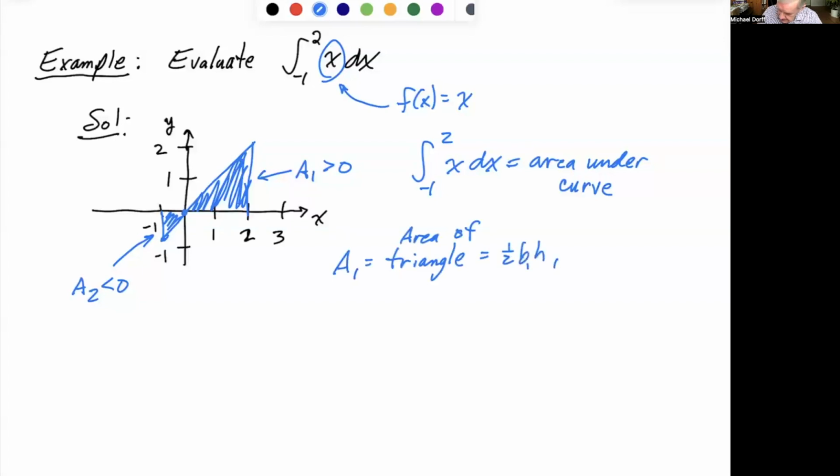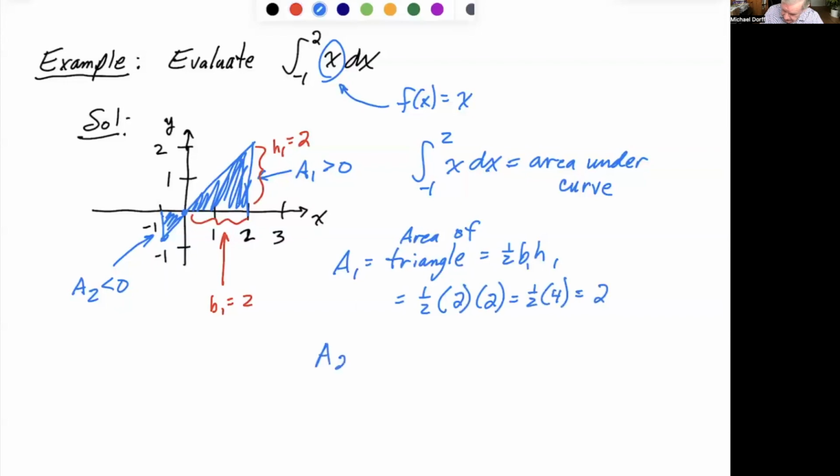And in this particular case, the base B1 here is 2. So B1 equals 2. And the height here, H1, is also 2. So I'm going to get 1/2 times 2 times 2, which is going to be 4. So 1/2 of 4, which is 2. So that A1 area is 2.